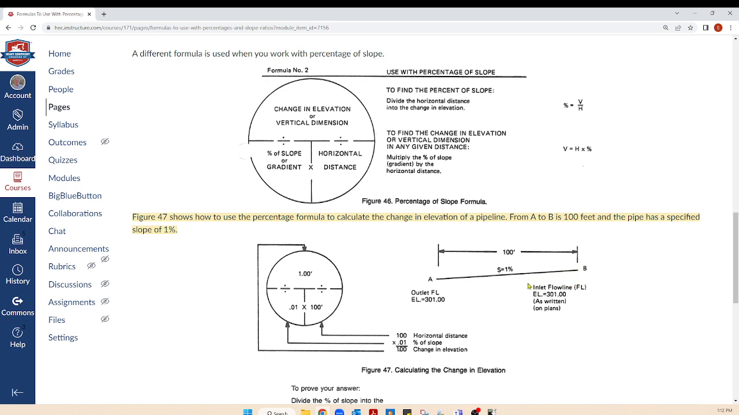That's not what I wanted to do. Let me see what they're doing. Use the percentage formula to calculate the change in elevation of a pipeline from A to B. Here's A to B. From A to B is 100 feet, and the pipe has a specified slope of 1%.